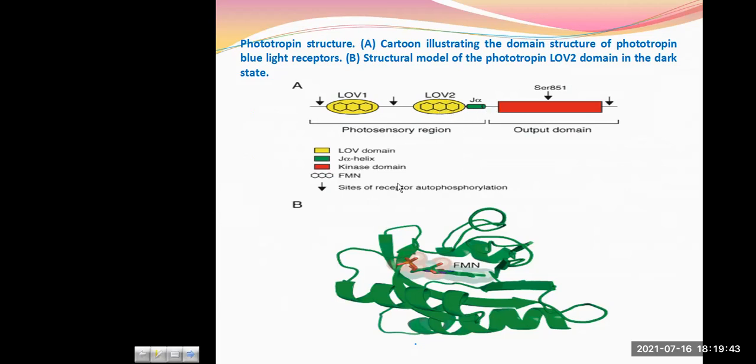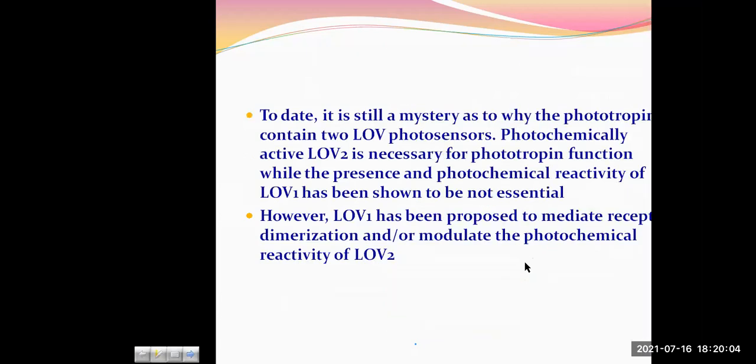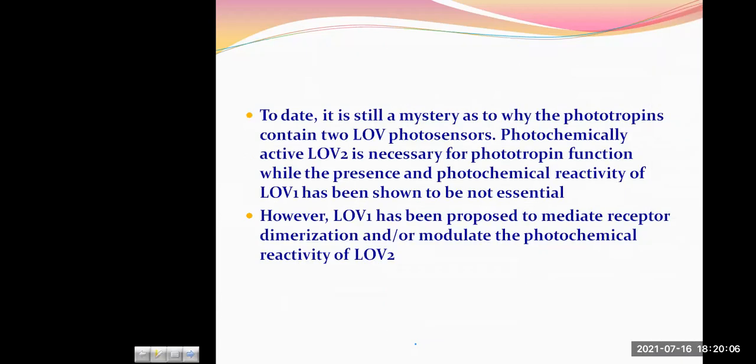This is the overall structure model of this phototropin. This is the output region. This is the input region, and this is the crystallographic structure observed under the microscope. This is the protein folded structure, and here it has FMN, that is this part. It has these LOV1 and LOV2 domains. Till now, it is still a mystery. It is a secret.